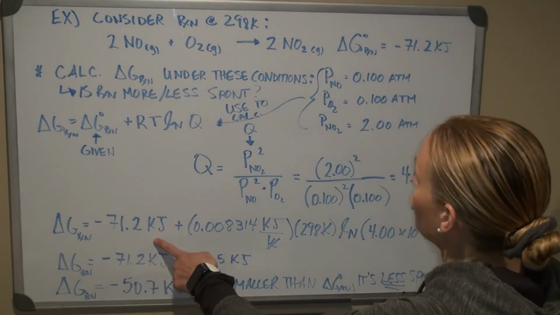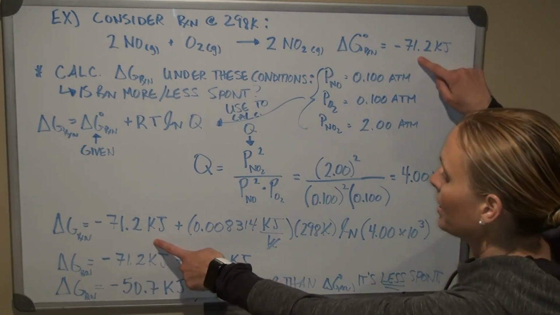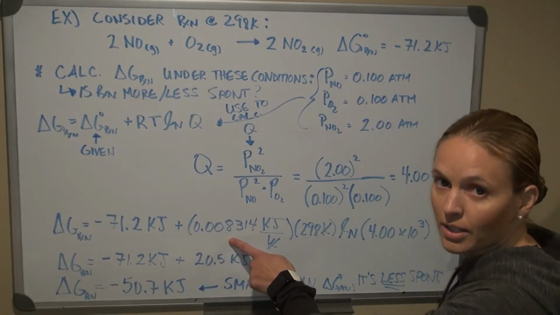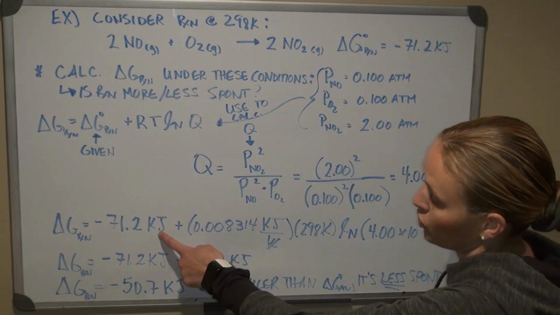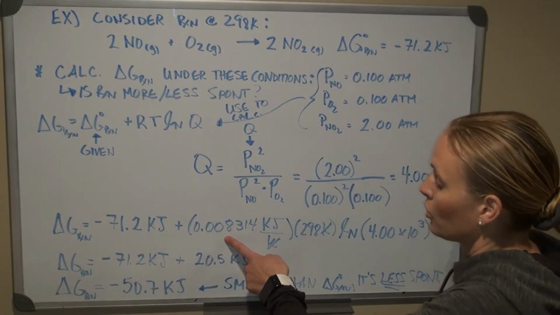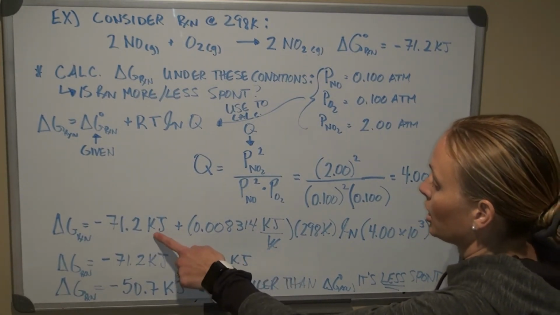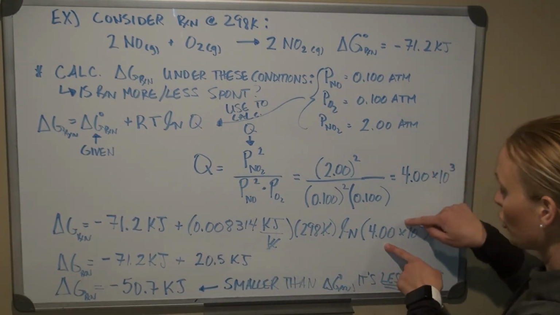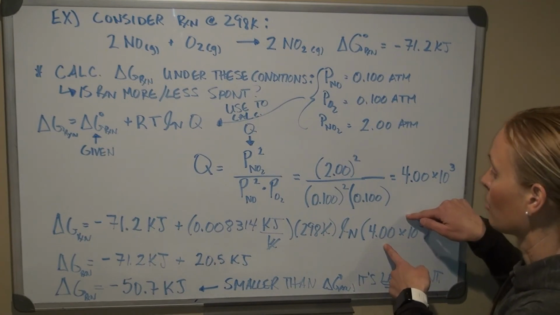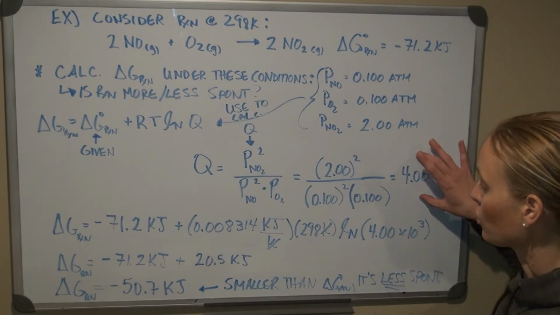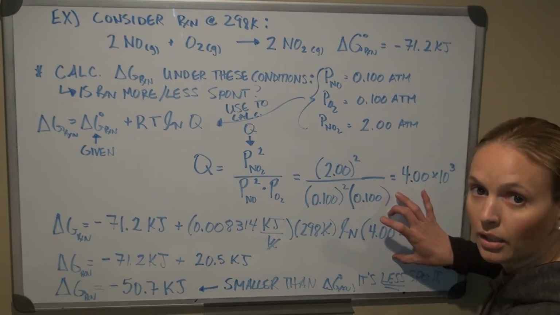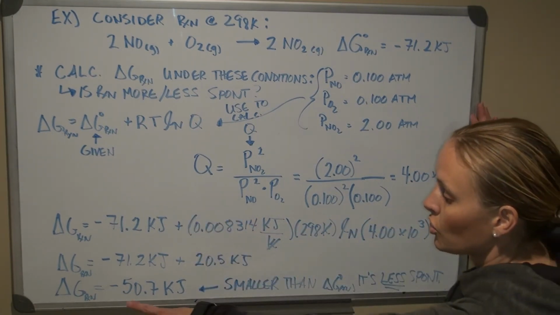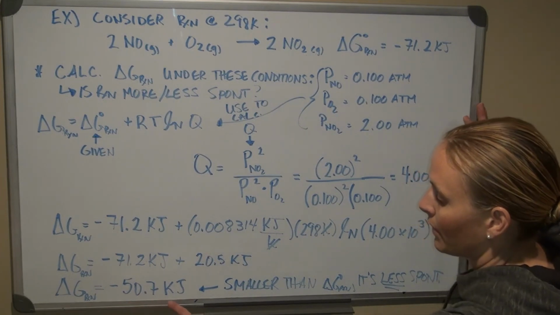So this is my delta G naught of the reaction that was given up here. This number is in kilojoules, so I'm going to convert my R constant to kilojoules. You could convert this to joules and leave this in 8.314 joules as well. I just did it in kilojoules. And then 298 K is the temperature, ln of my Q, and I just substitute that in there. So it's more simplified if we calculate Q first rather than trying to calculate it down in here with the whole thing. And then as you work through, you should get negative 50.7 kilojoules.